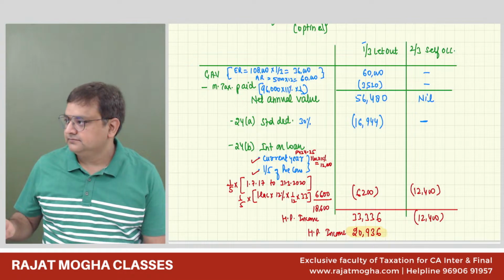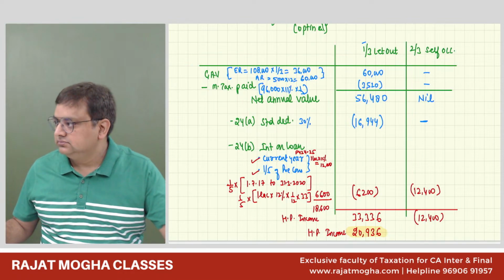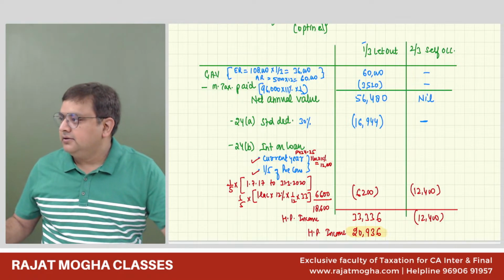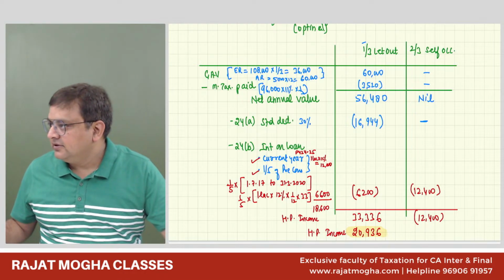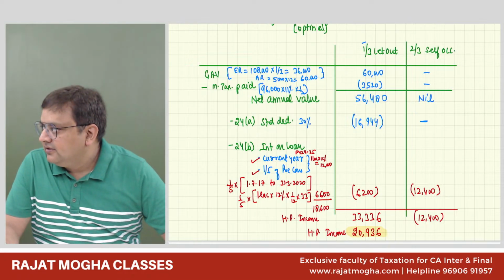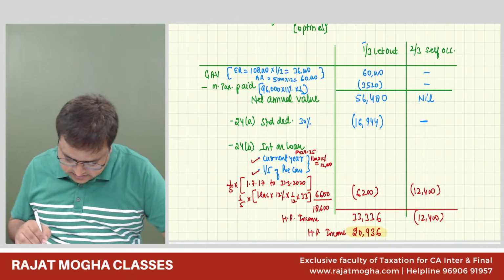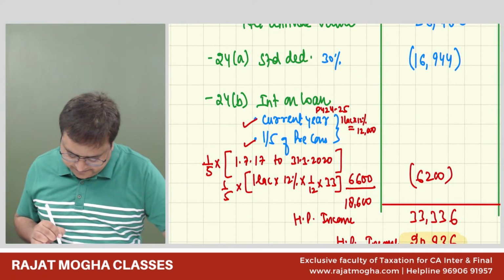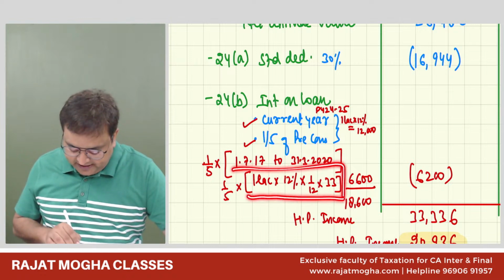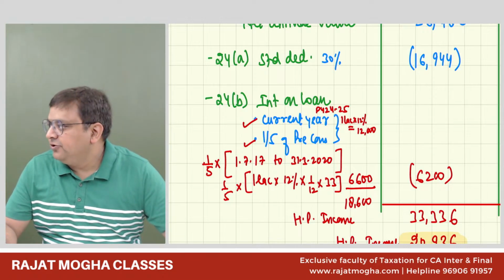Sir, should we show current year interest and 1/5 of pre-construction interest separately or together? Kaushik, can you be a little louder, please? Interest on loan has 2 components, current year interest and 1/5 of pre-construction interest. Should we show them separately or together? You should show it separately.